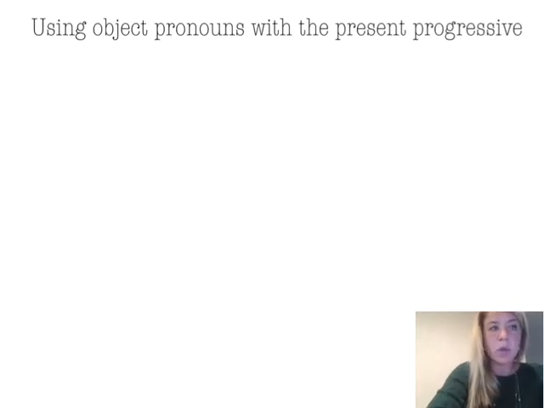The last thing that we're going to talk about in relation to the present progressive tense today is using object pronouns with the present progressive. So object pronouns could be direct object pronouns like lo and la. It could be indirect object pronouns, me, te, le, or it could be reflexive pronouns like me, te, and se. So as you might guess, based on what we've done before, there are two places that you can put direct object pronouns or any other kinds of pronouns.